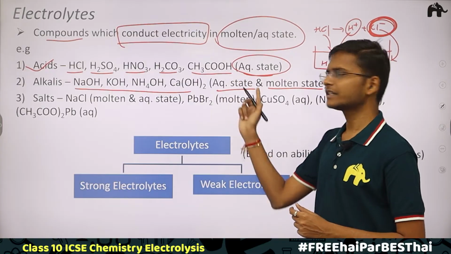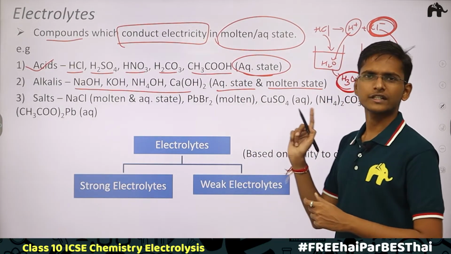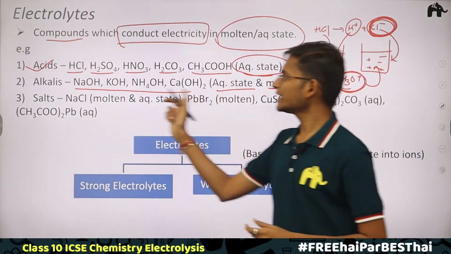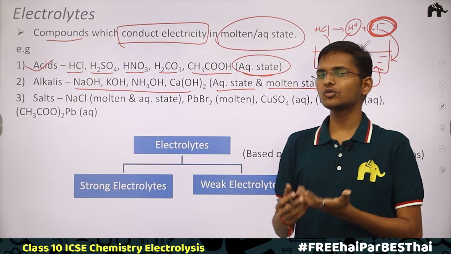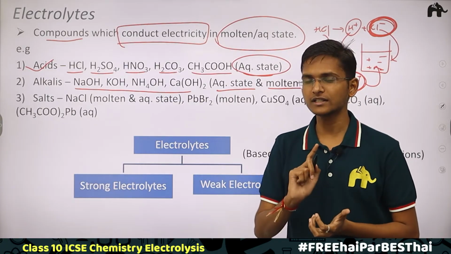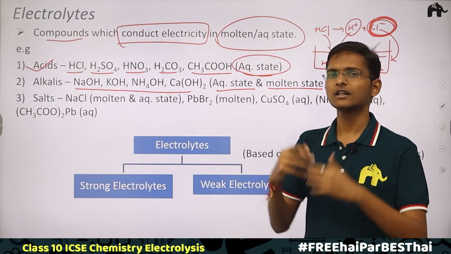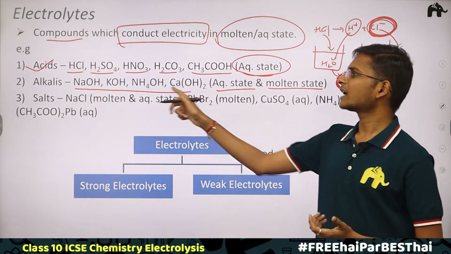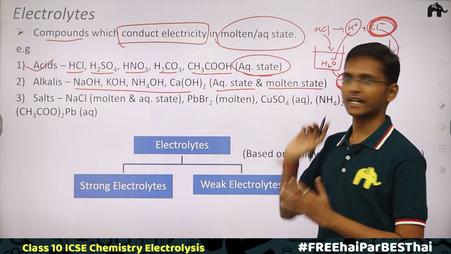Now, the aqueous state we have studied in the acids, bases and salts chapter. What about the molten state, sir? See, in the molten state, why are they getting dissociated? Because all these are ionic compounds, and we know ionic compounds in their molten state get dissociated into their ions. So in the molten state as well, they have free ions, so they conduct electricity. So they are also electrolytes in their molten state.